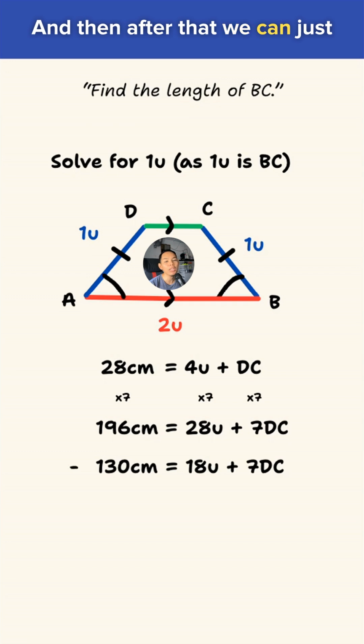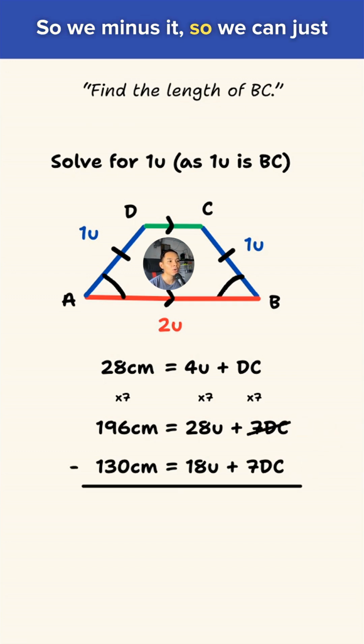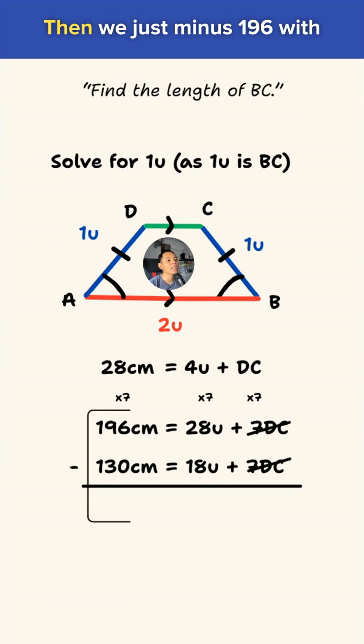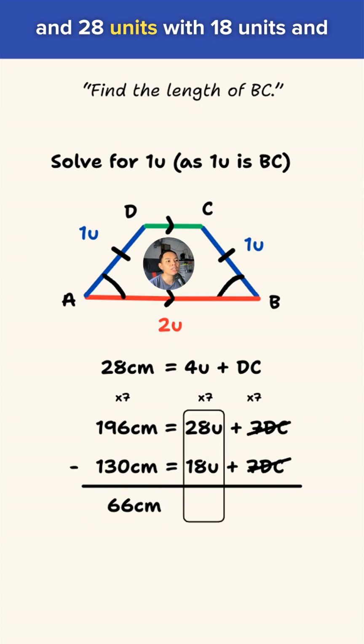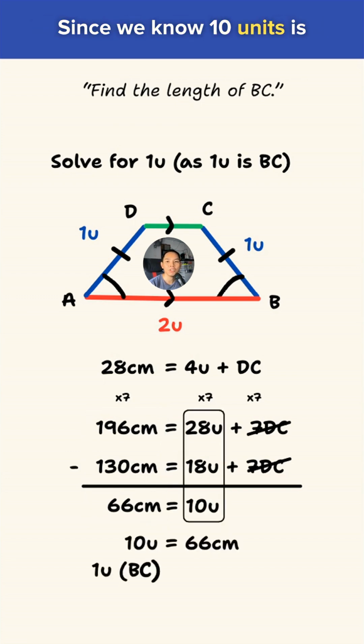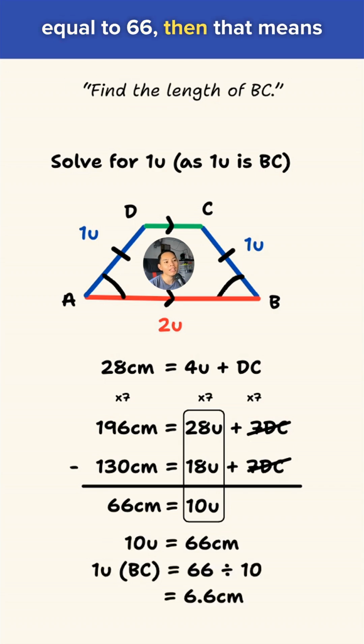After that, we can just minus these two equations. We can cancel 7 DC since they are the same number, and we are left with no DCs. Then we minus 196 with 130, which gives us 66 centimeters, and 28 units with 18 units, which gives us 10 units. Since 10 units is equal to 66, that means 1 unit is 6.6 centimeters, which is the length of BC.